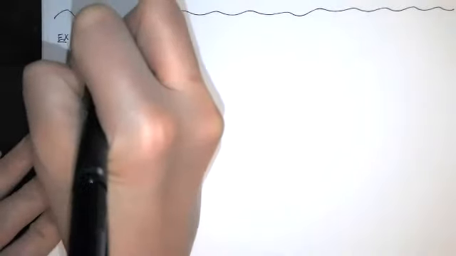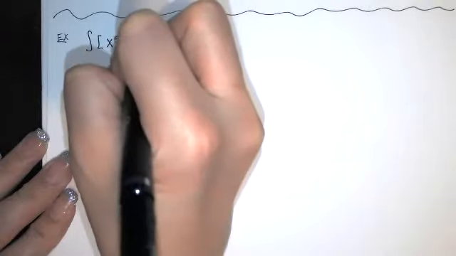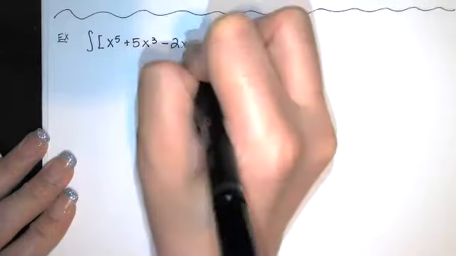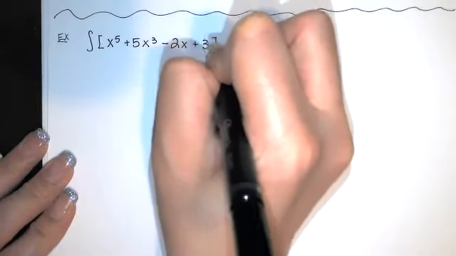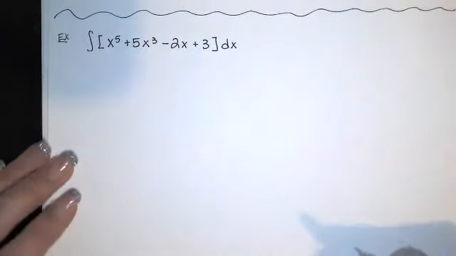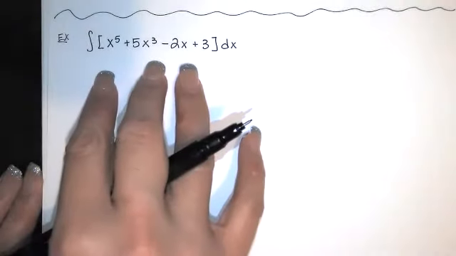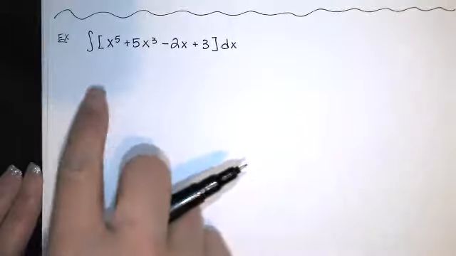So let's start with a simple example. Let's say you have x to the 5th plus 5x cubed minus 2x plus 3, and you want that antiderivative with respect to x. Well, I'm just going to apply each of my rules one at a time.